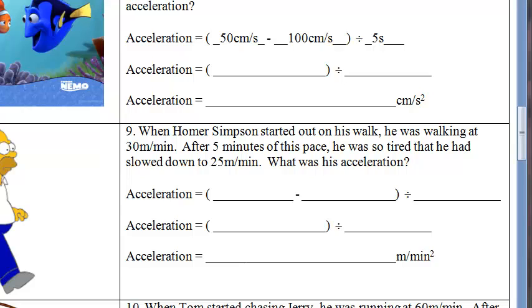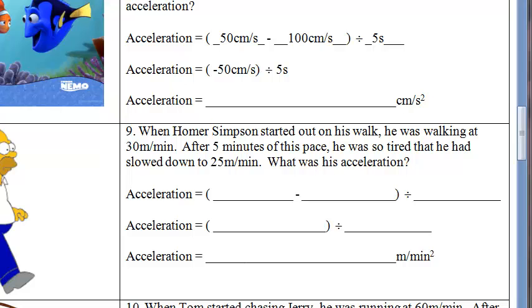Once that's plugged in, you just have to follow through with the math. Do the subtraction in the parentheses first. Be careful to make sure that you do 50 minus 100 instead of the other way around. Since we have a smaller number first, we end up with a negative number, negative 50. When I look at the problem, that makes sense because he started out going faster and he ended up going slower. So we had a negative acceleration, meaning that he slowed down. We still have the 5 seconds in place.